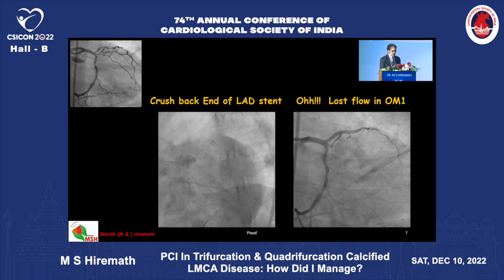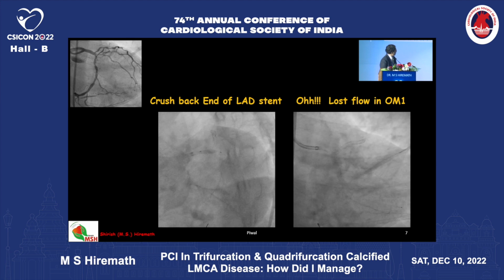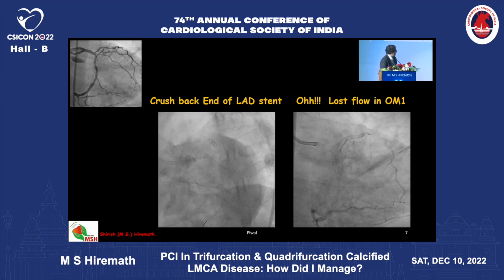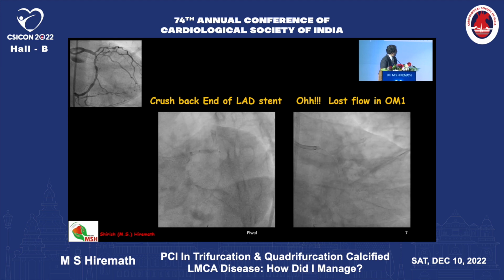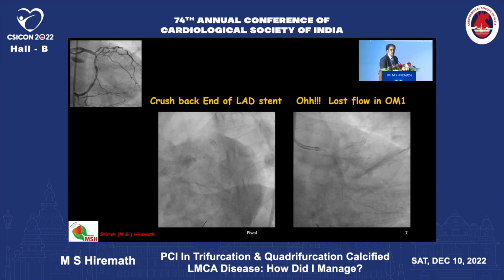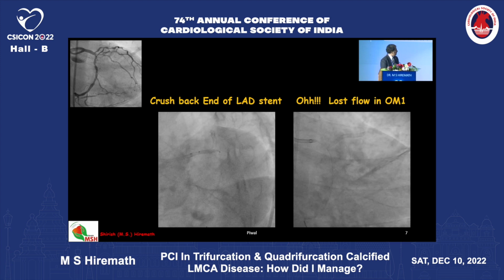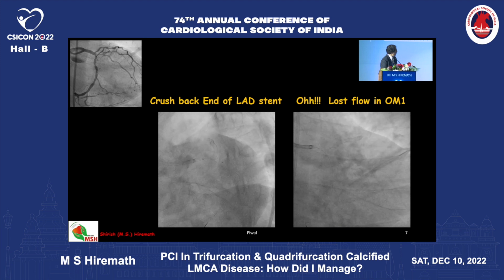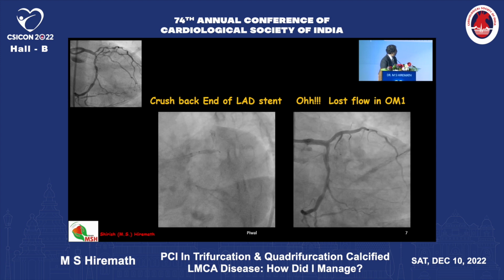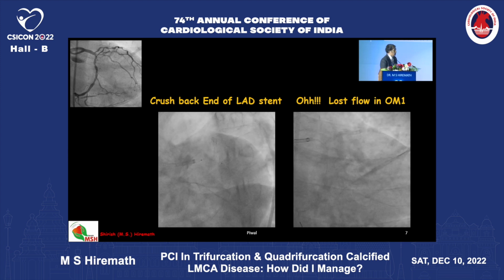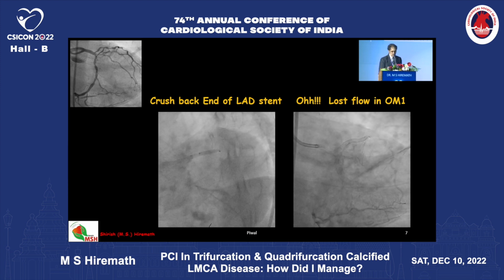So we had a thought of doing a DK crush on LAD. Then we thought we'll put a stent from left main to circumflex, which is a dominant circulation, and then try to address through that the OM1, or do LAD, OM1, then put a stent from left main to circumflex.